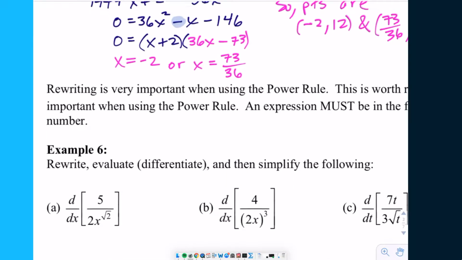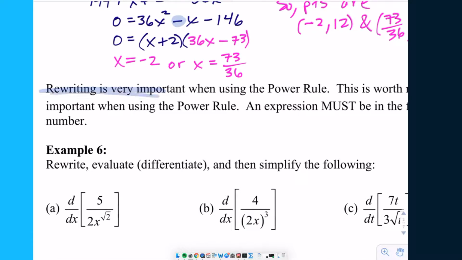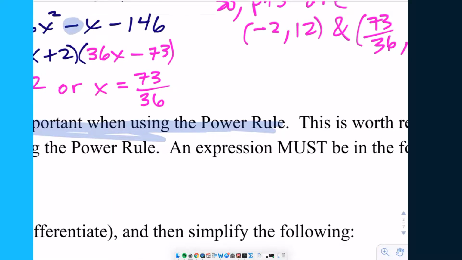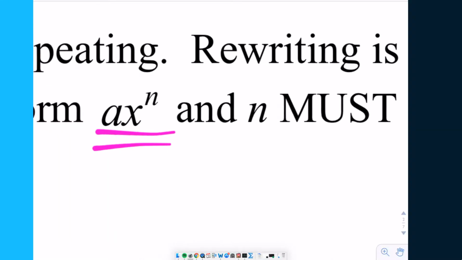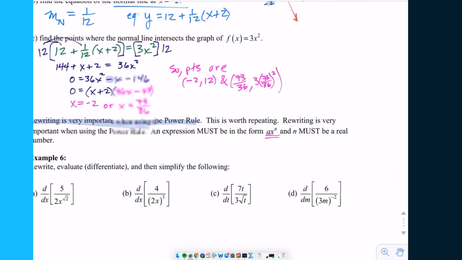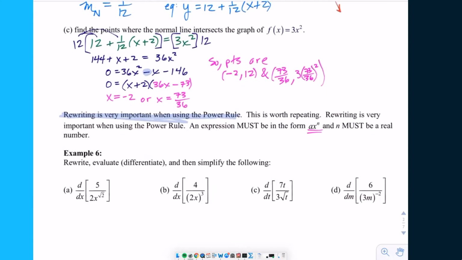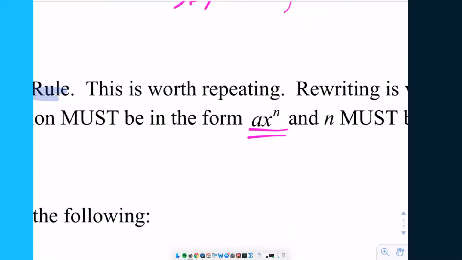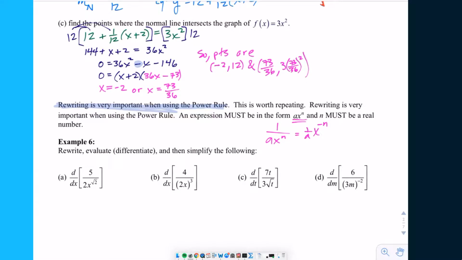Okay, so remember we learned the power rule, and I think we've already seen some examples where we had to first rewrite our function or the expression before we use the power rule, because remember it has to be in the form of a times x to the nth power. And n must be a real number, okay? Now, x cannot be in the denominator. You can't write it as 1 over a x to the n, okay? It has to be in the numerator. So if that were the case, you'd have to write that as 1 over a x to the negative n. It's got to be a times power, x raised to some power.